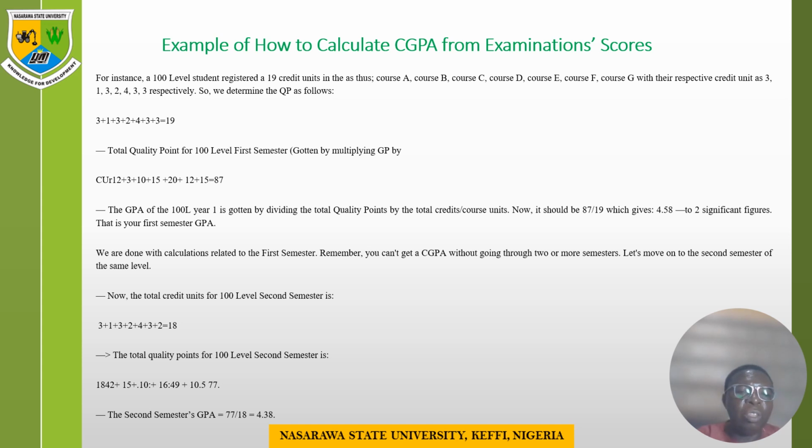The total quality point for 100 level second semester is 18 plus 42 plus 15 plus 10 plus 16 plus 49 plus 10, which is 77.